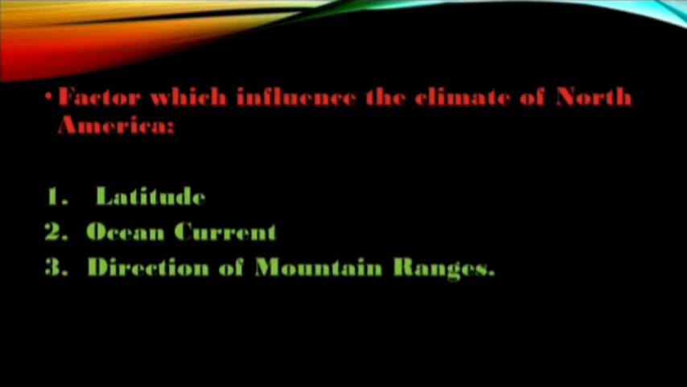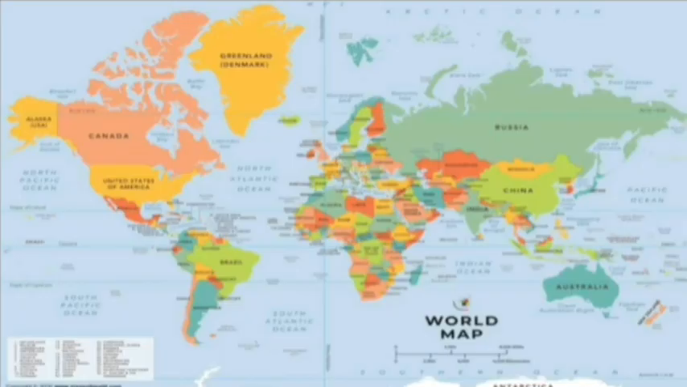Third one is direction of mountain ranges. As I have told you, on the eastern side and on the western side there are mountain ranges, but on the northern side or the southern side there are no mountains. That's why cold waves or cold winds easily come into this continent and make the continent so cold.